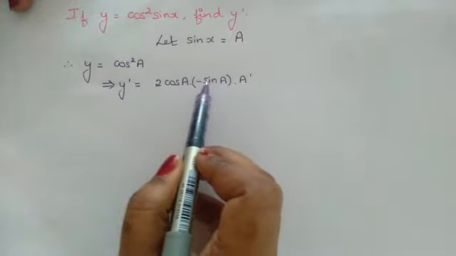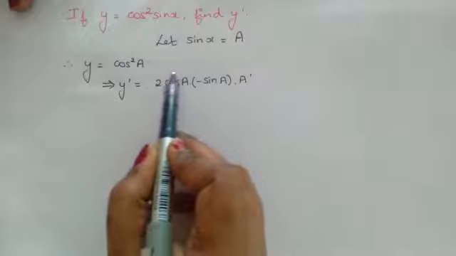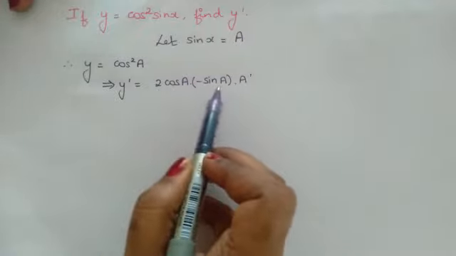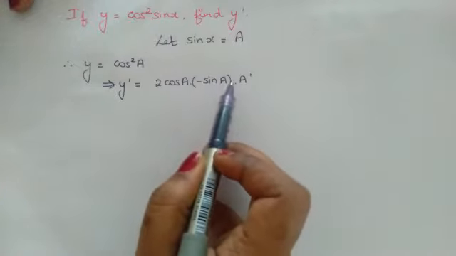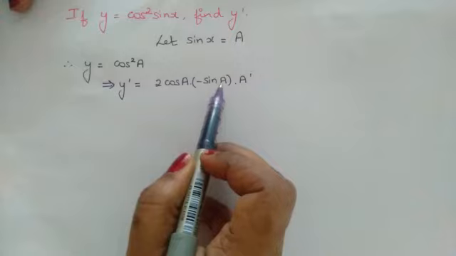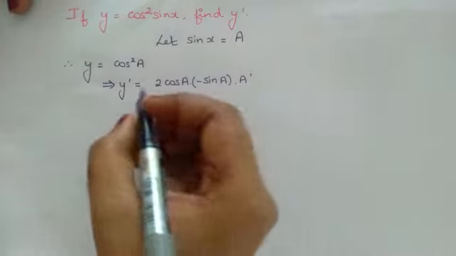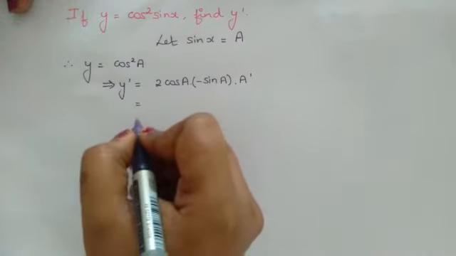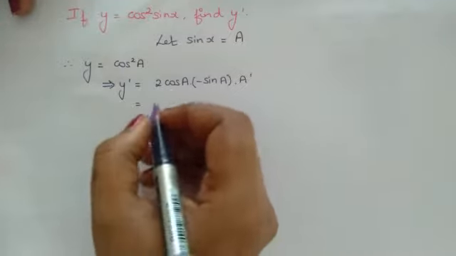Then the next term is the derivative of the main trigonometric function, that is the derivative of the cos function, which is minus sine A. And then the inner function A, find its derivative, that is nothing but A dash. Now in the place of A we are going to replace it with sin x, but not now. Wait and see when we are going to do that.